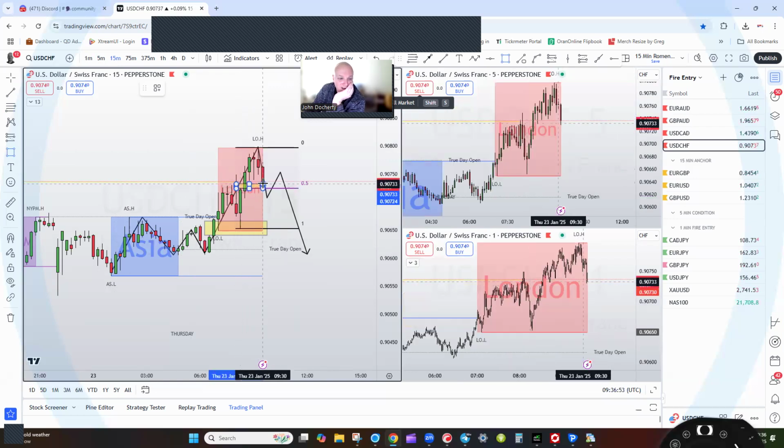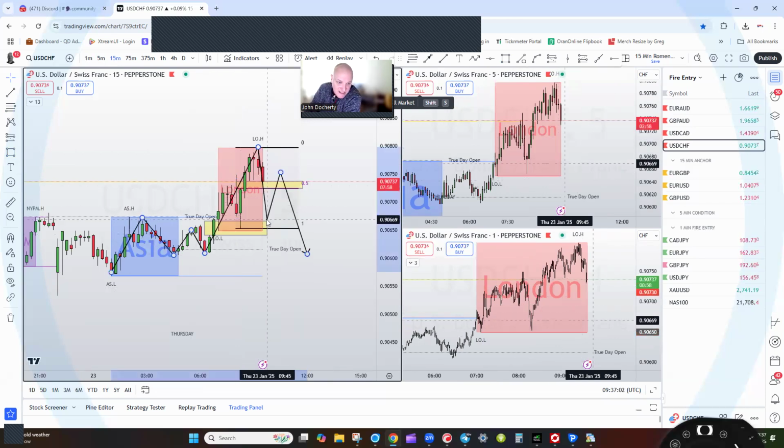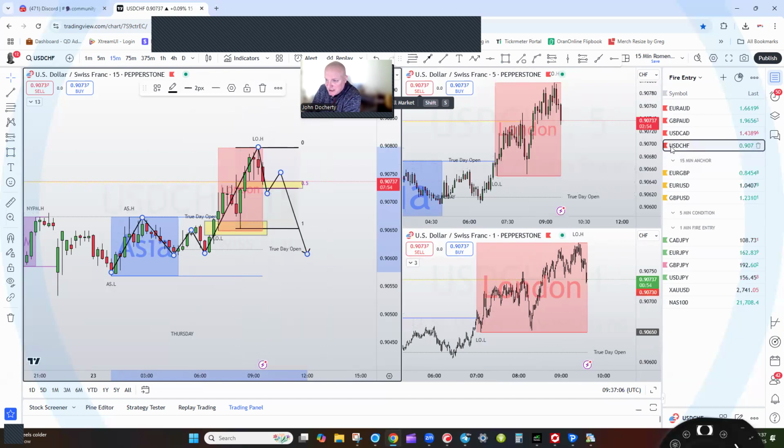We are fighting against fair value here. We didn't mitigate fully through this down here neither. So again, it would be nice even if this came down to touch into this a bit more. I'll keep an eye on that just for the hell of it.